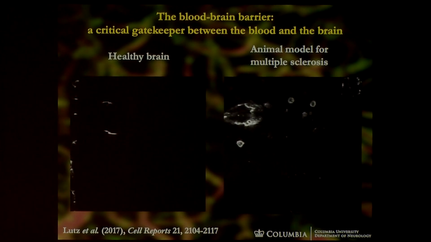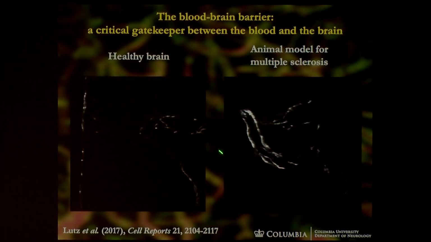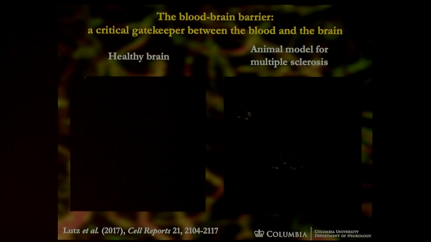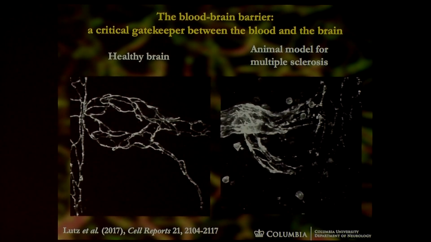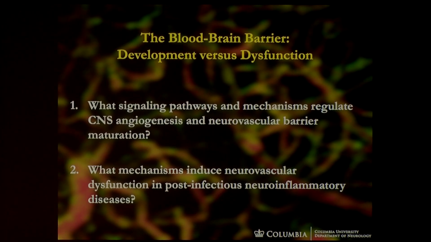Another disease where there's a major dysfunction of the blood-brain barrier is multiple sclerosis. So here what you're seeing are two images of a healthy spinal cord and an animal model for multiple sclerosis, experimental autoimmune encephalomyelitis. And you can see that at the peak of the disease there is a virtually complete disintegration of cell-cell junctions. So what I want to do today is cover these two particular topics.